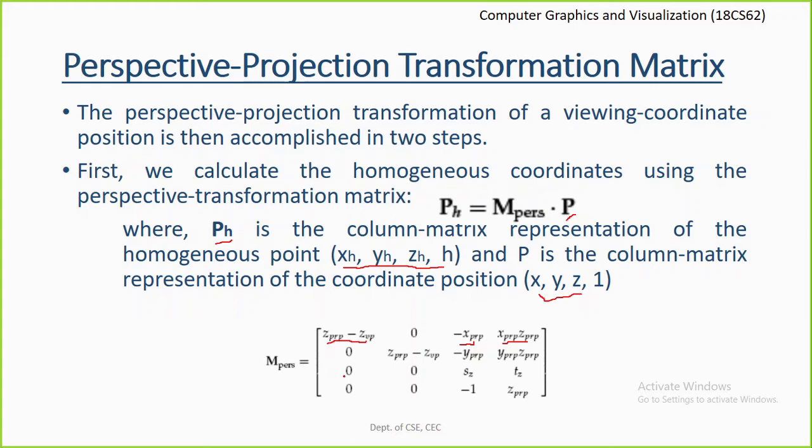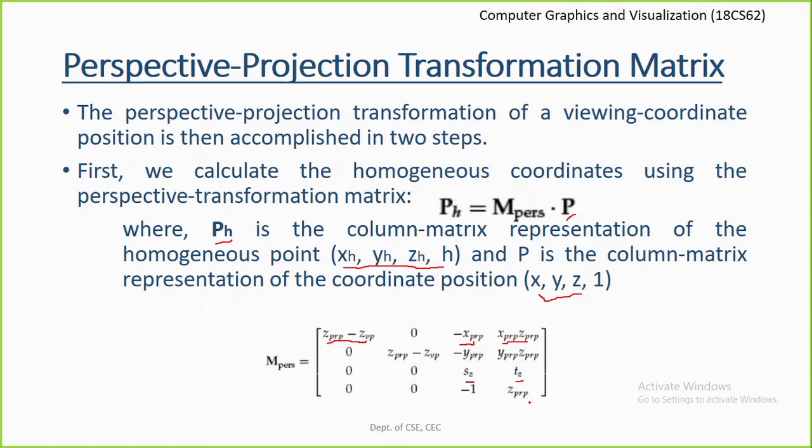Similarly, in the third row we have 0, 0, and two terms here. What are these two terms? SZ and TZ. These are the scaling and translation factors along the z-axis. SZ is a scaling factor along the z-axis, and TZ is a translation parameter along the z-axis. And the last row of this matrix will be represented by 0, 0, minus 1 over ZPRP.